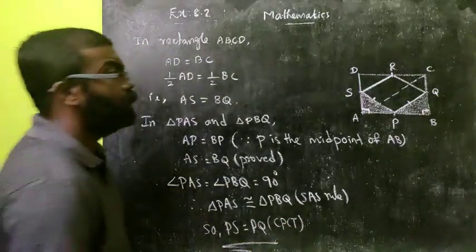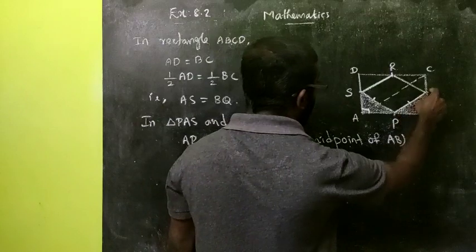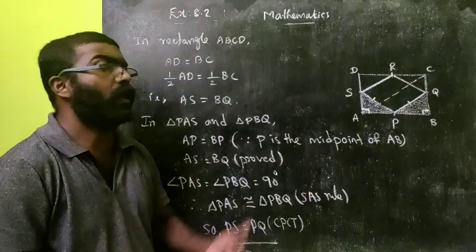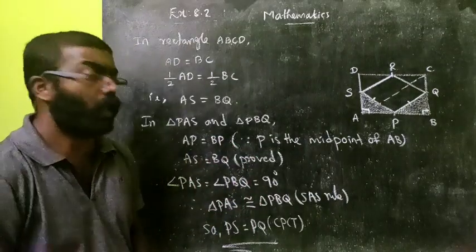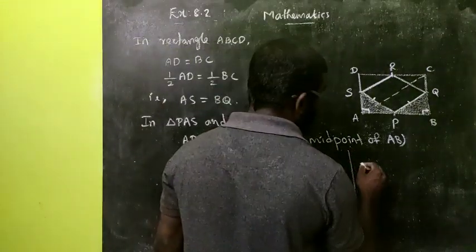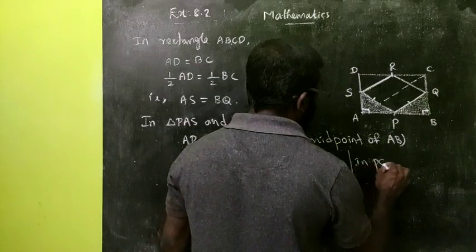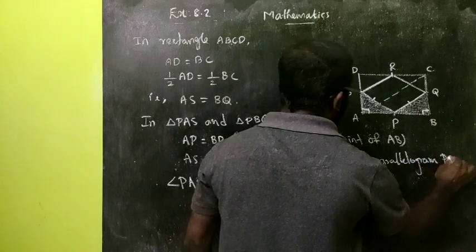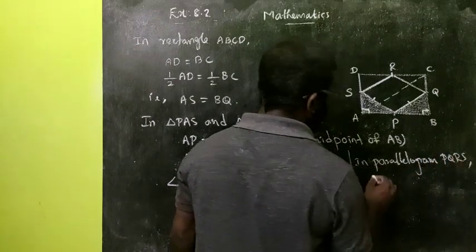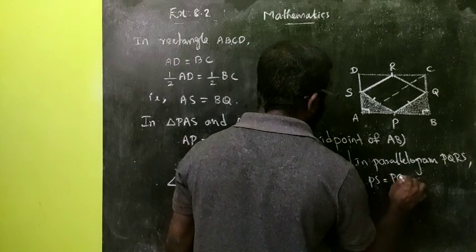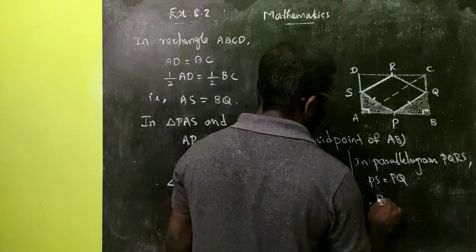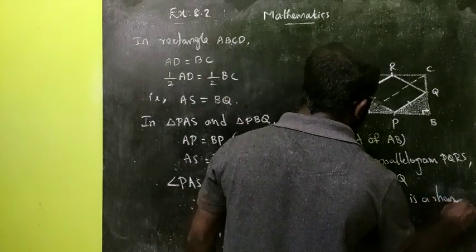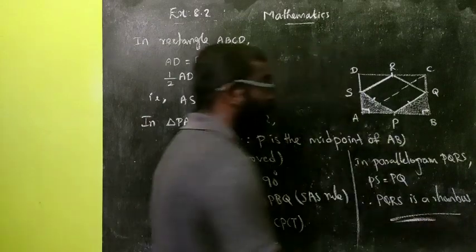Okay, that means in this parallelogram PQRS, the adjacent sides are equal. So, what we can conclude? PQRS is a rhombus. Okay. So, here we can write in parallelogram PQRS, the adjacent sides PS is equal to PQ, and hence PQRS is a rhombus. Okay.